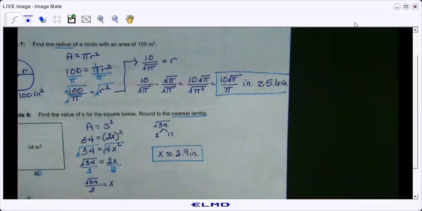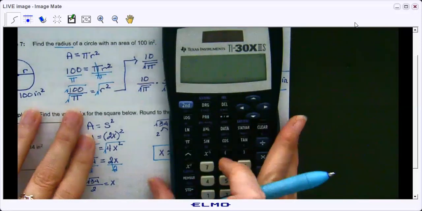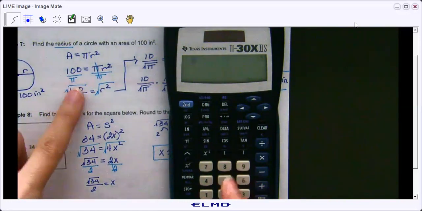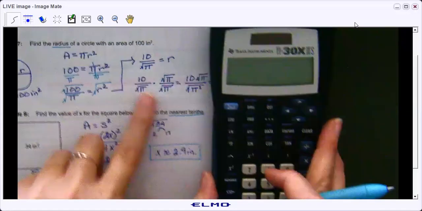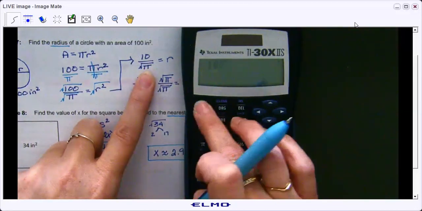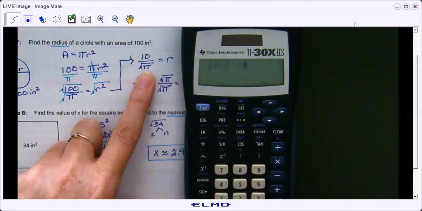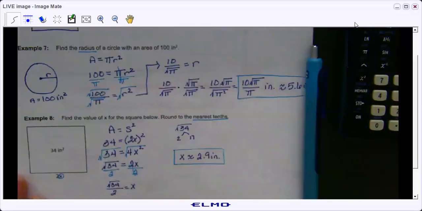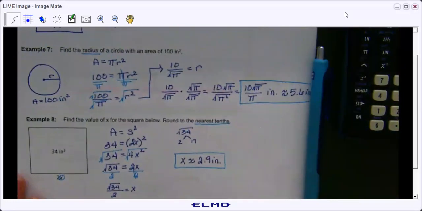Now let me do something really quick. I'm going to see if we needed to rationalize the denominator or if we could have just plugged this in. So let's do right up here. Okay. 10 divided by the square root of pi, 5.6. So just so you know, you don't necessarily have to rationalize the denominator when you use the calculator, but I did want to review it with you because it will be on the final. So that concludes our lesson for 8-5.